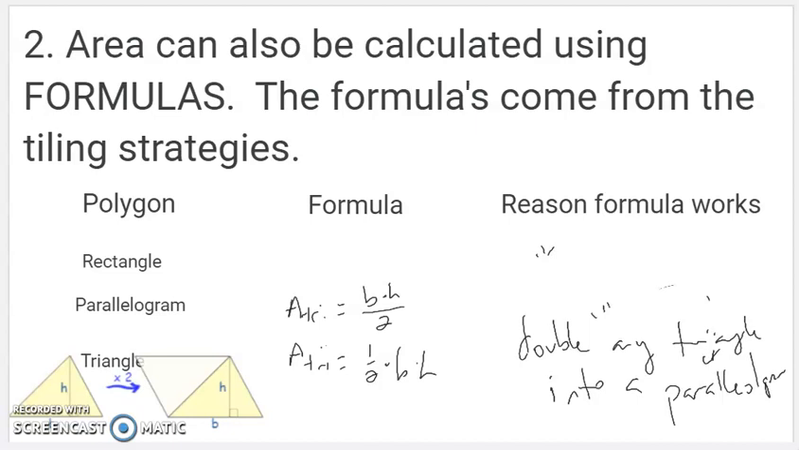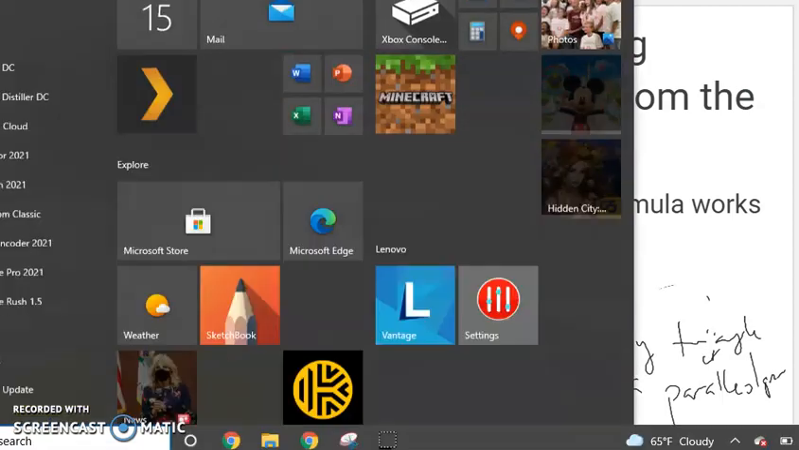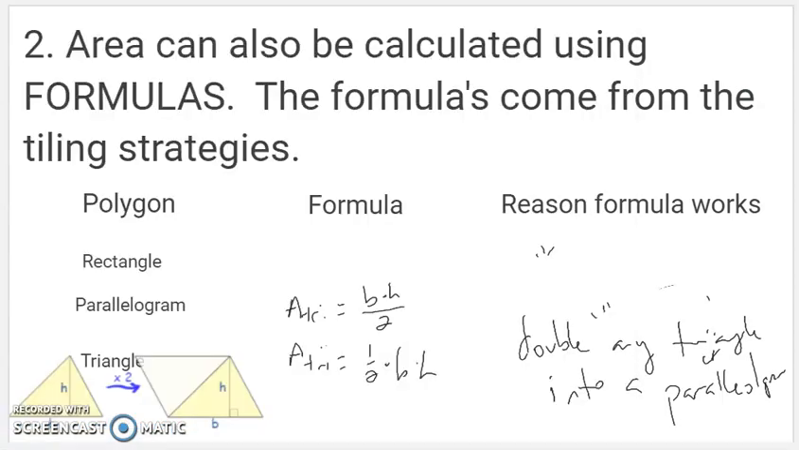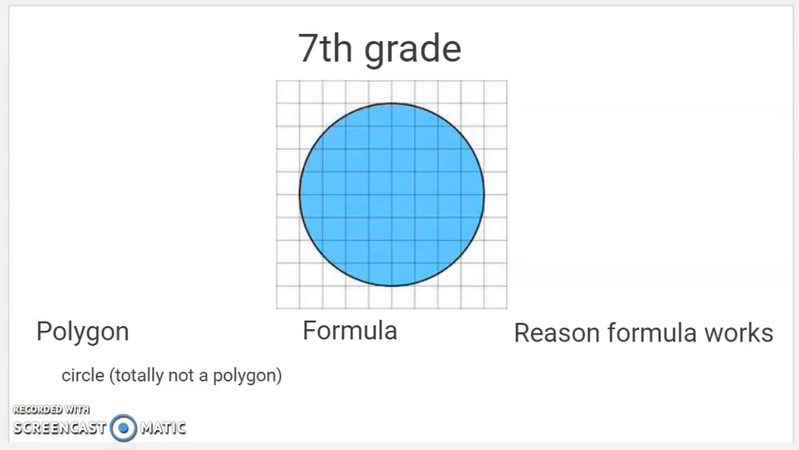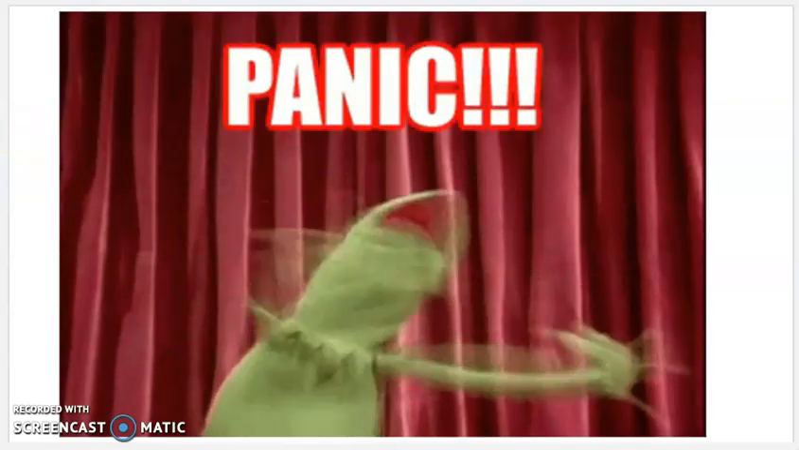So that's what you've learned up through 6th grade. So what about 7th grade? Why am I reviewing all this? Who cares? It's not 6th grade anymore, or 3rd grade, or any of those other things. Why do I care? Well, we're back to area starting tomorrow. And in 7th grade, you learn how to find the area of a circle. Oh no.